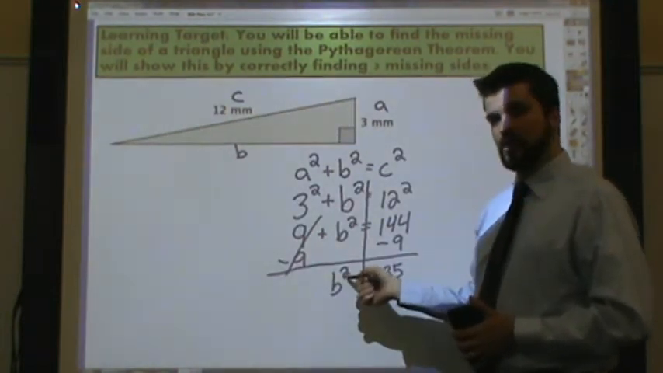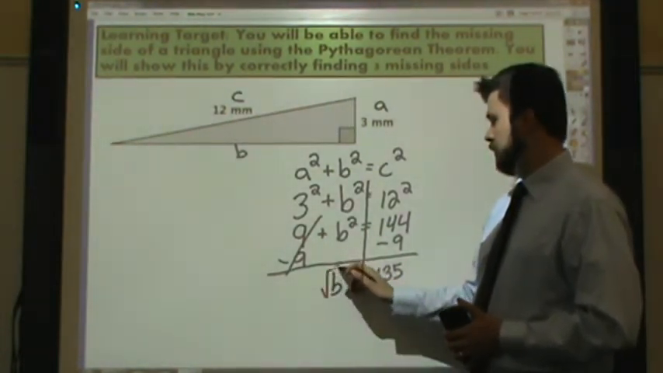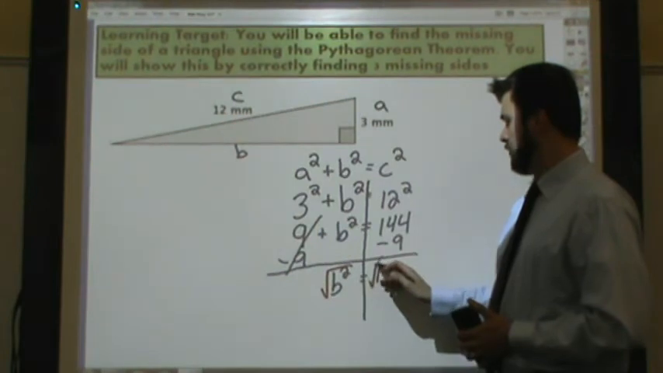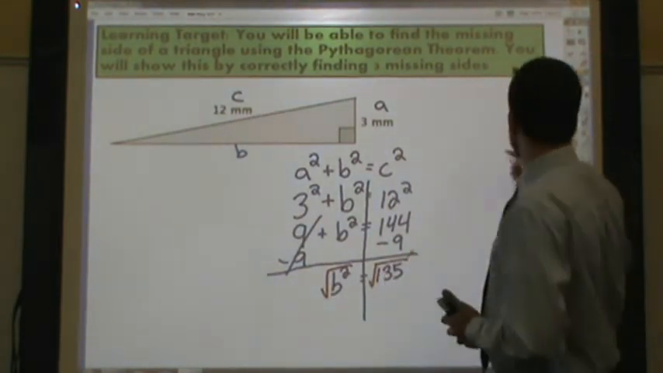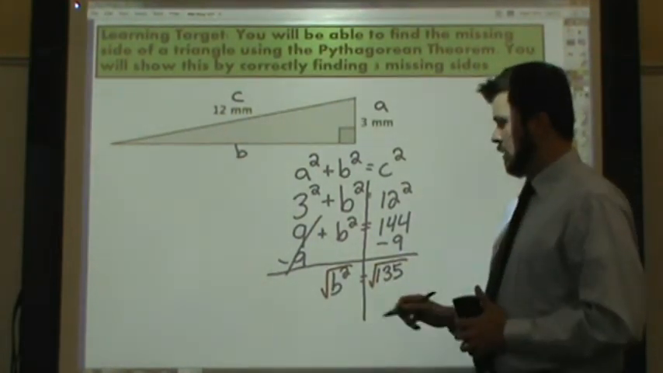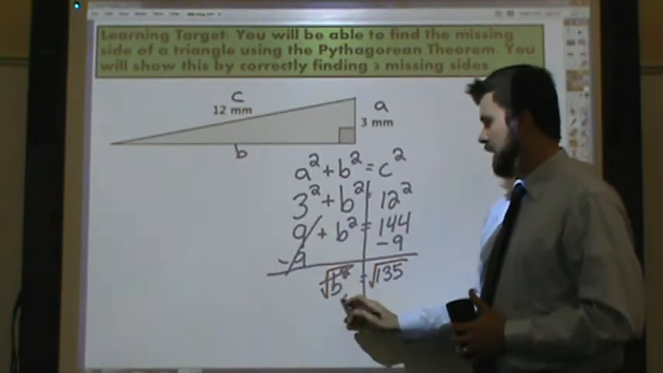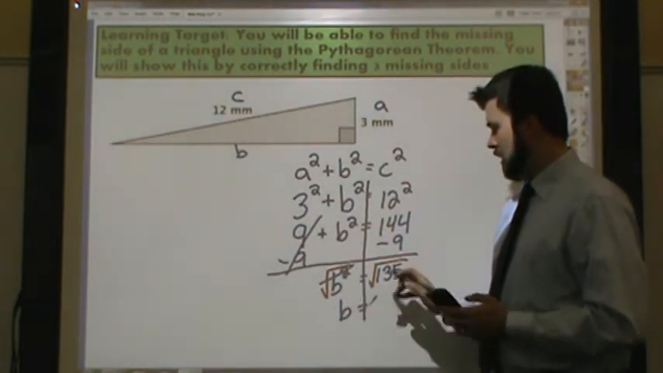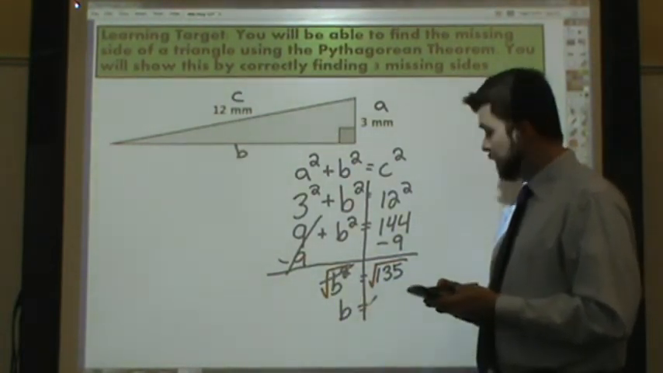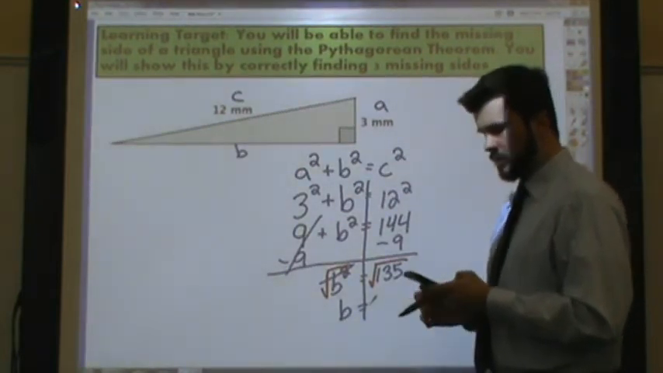To get rid of the squared, we do the opposite. So we square root that. Over here, we're also going to square root. Both sides do the same. Square and square root cancel each other out, leaving the b. And that should be fine, but let's type it in.